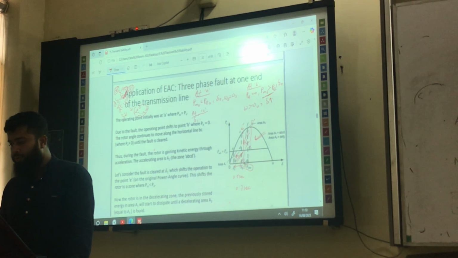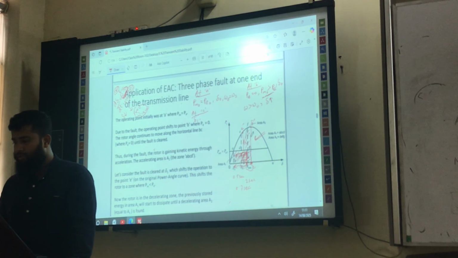So this way, we will increase this point further by allowing the fault clearing time to be a bit larger. If we approach a higher fault clearing time, let's say 2 seconds, that means the C point will be here, right? So this area will be our accelerating area.